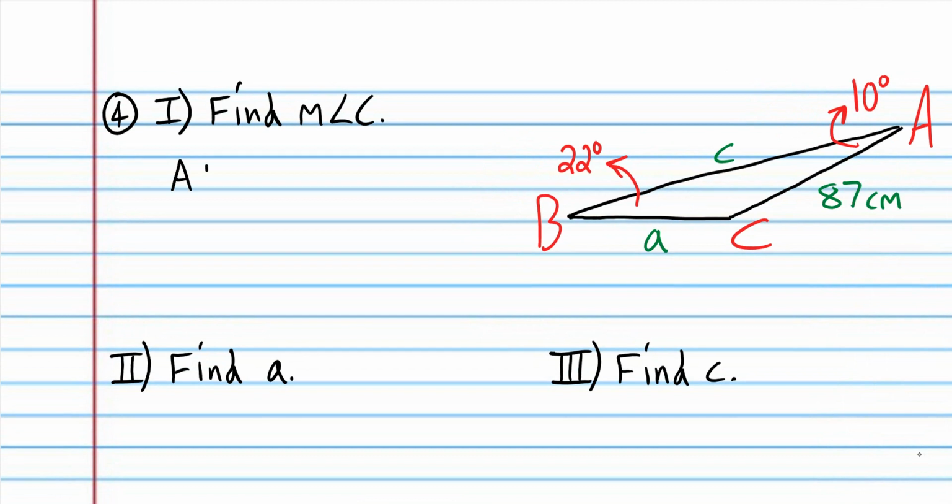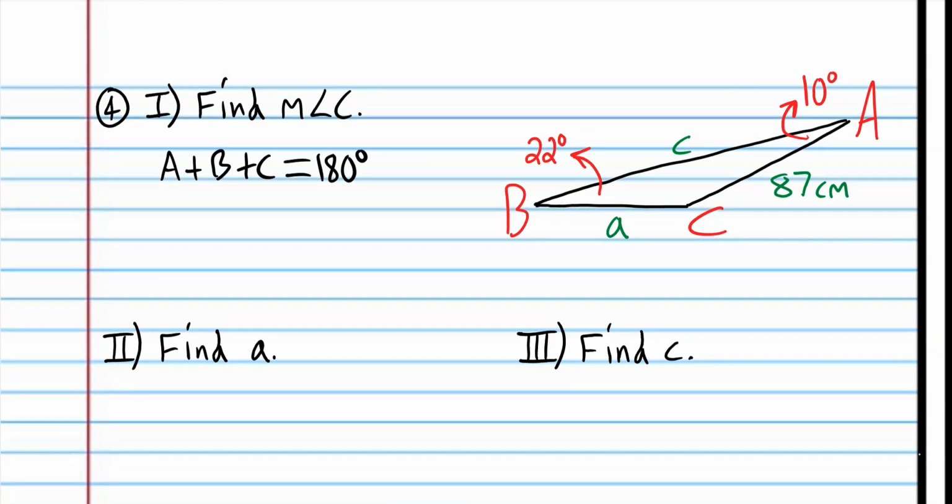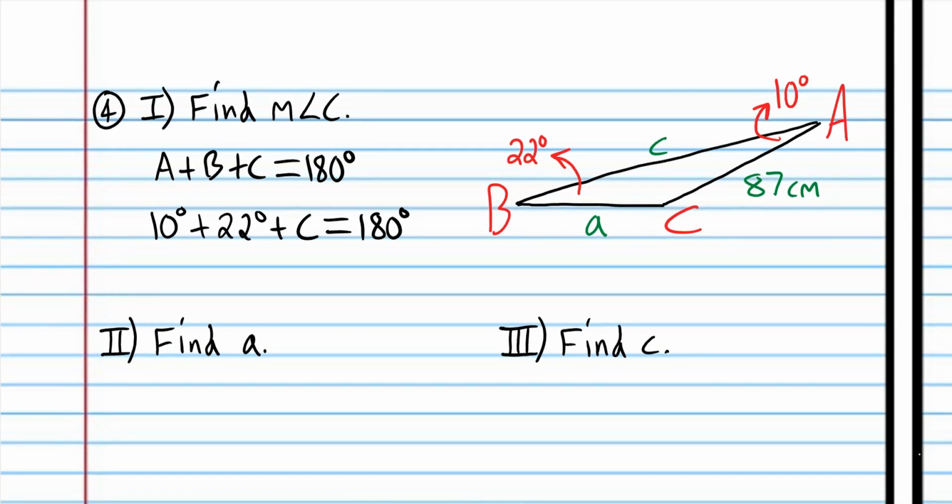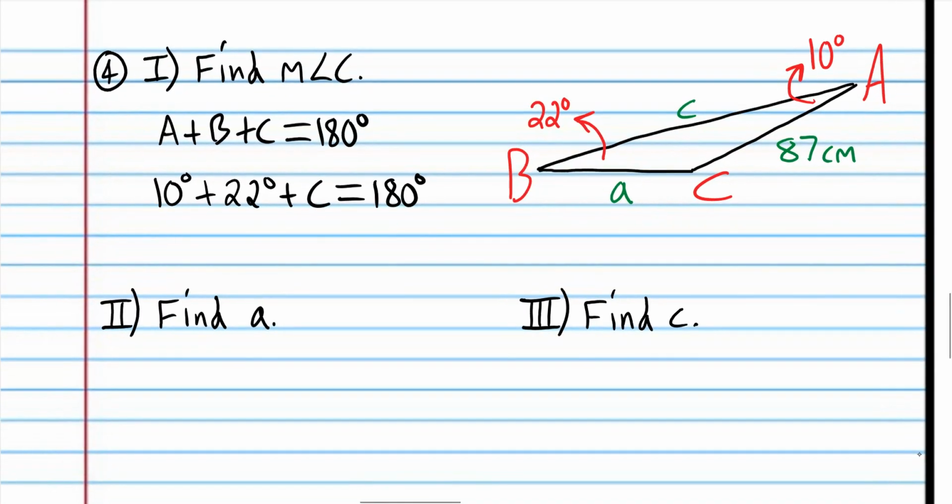Okay, we're back. Again, you don't have to write out this triangle sum theorem equation. So C, capital C, is equal to 148 degrees. So if you got that right, good.